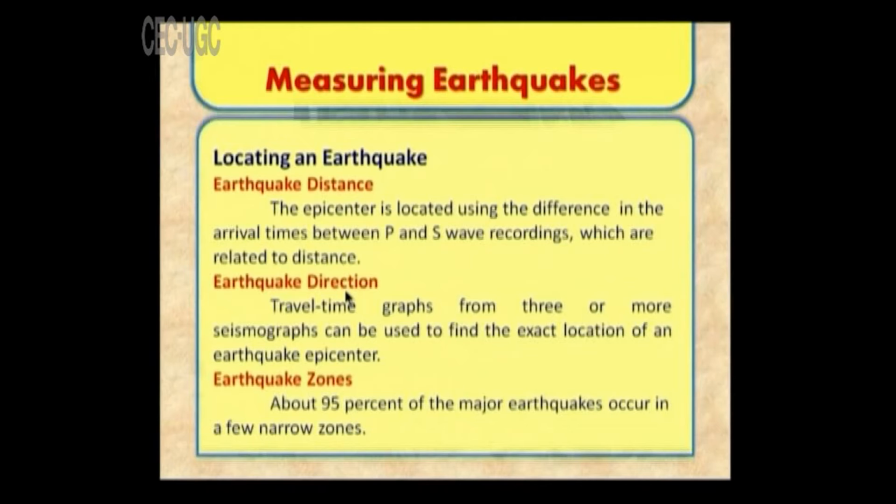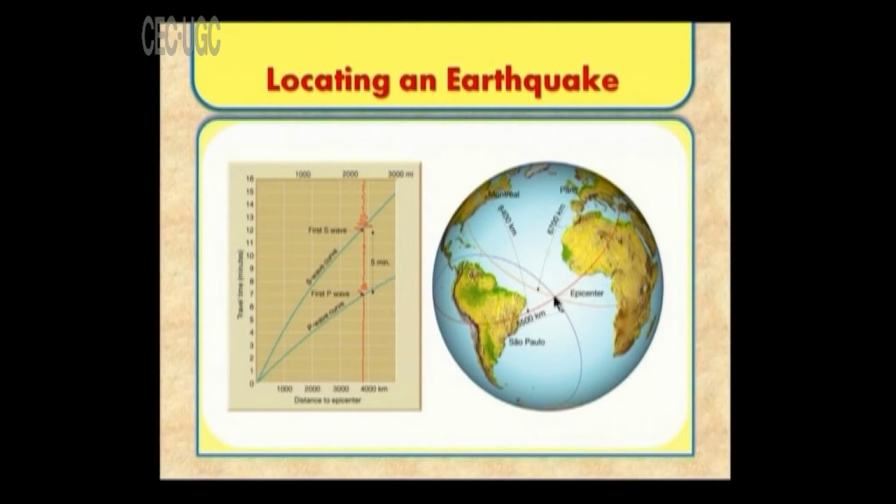Here you can see the earthquake direction, that means travel time graphs from 3 or more seismographs can be used to find out the exact location of an earthquake epicenter. For example, this is the epicenter, and one wave travels one distance, so they have measured one diagram. Another seismograph recorded this diagram, and another seismograph recorded this diagram. Finally, all 3 meet at one place, and that place is called the epicenter.